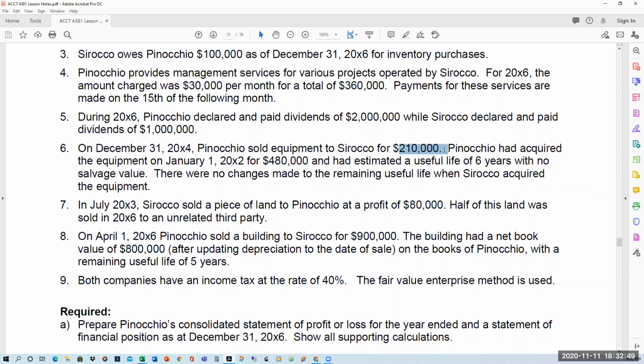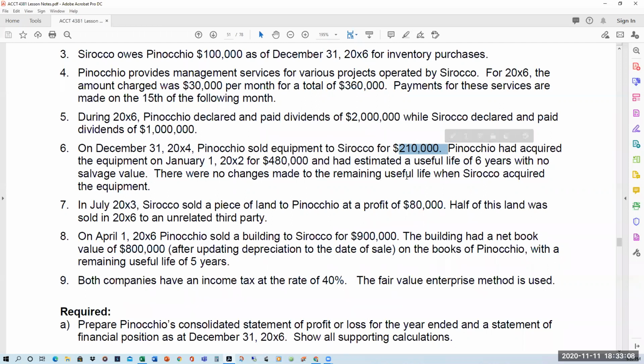In this case, we're looking at a loss on the intercompany sale of equipment. This is the first instance that you're seeing an intercompany loss, because all this while, in all of the examples, we had been working with intercompany profits. So this is an example of an intercompany loss.